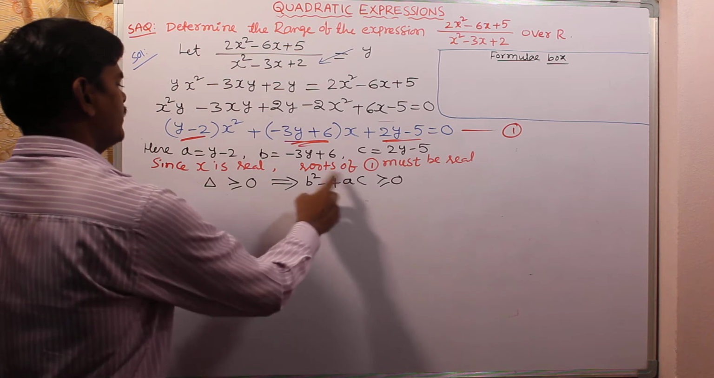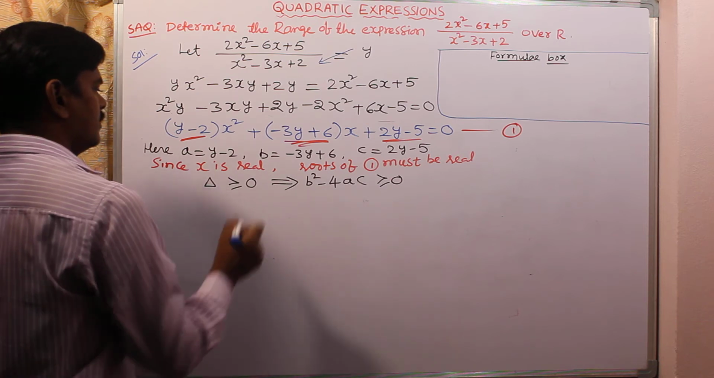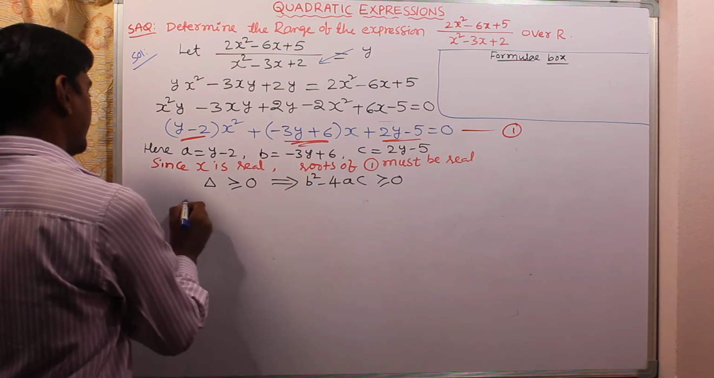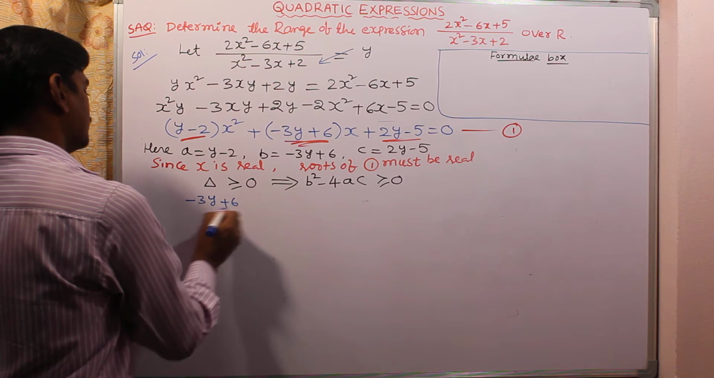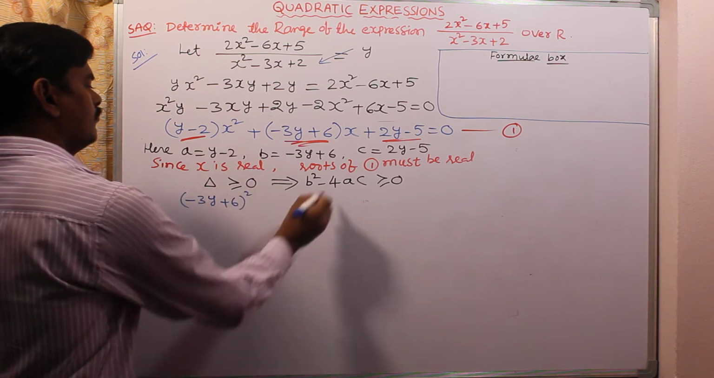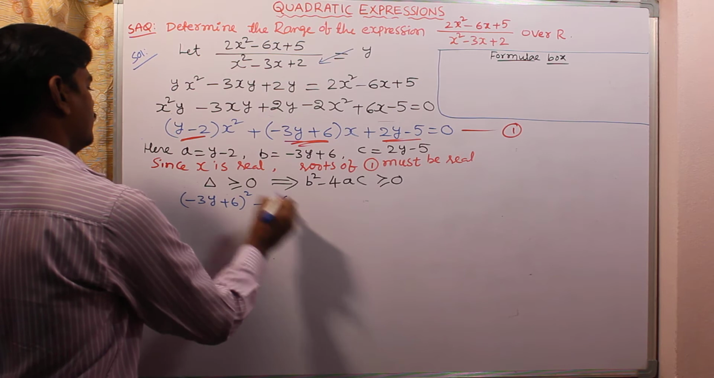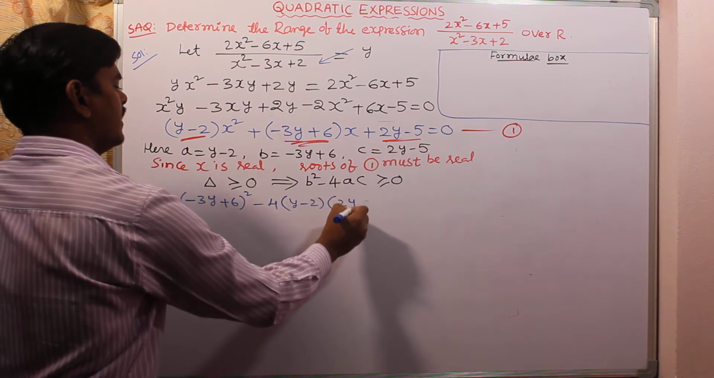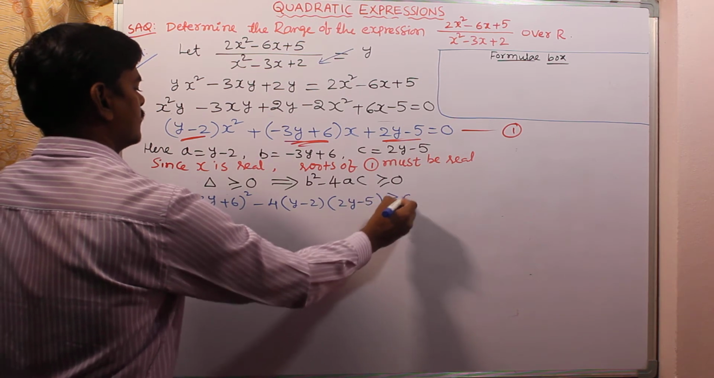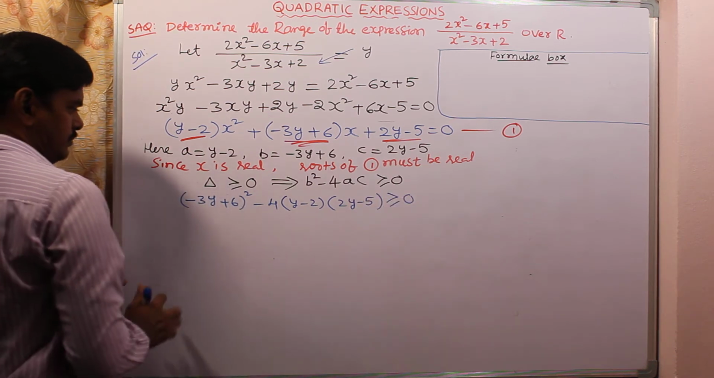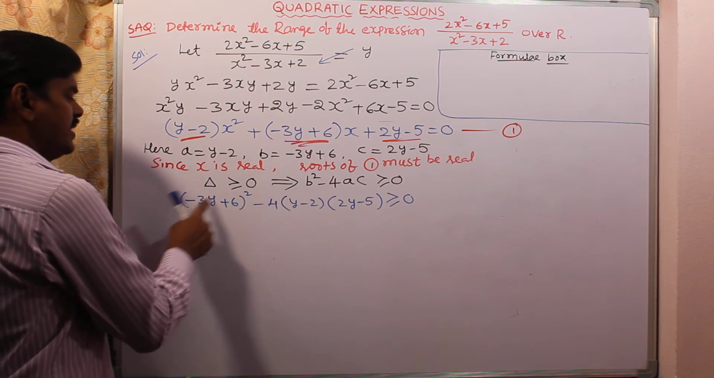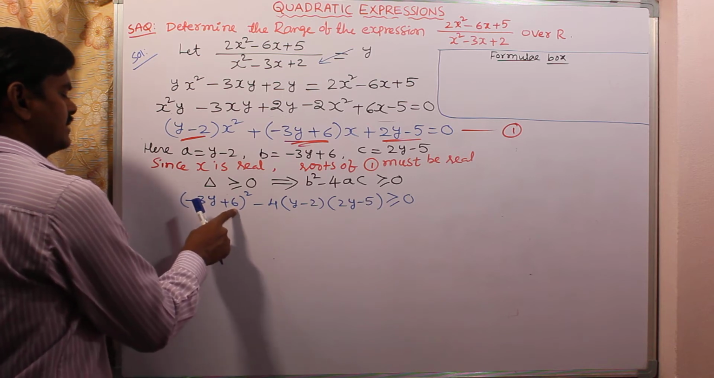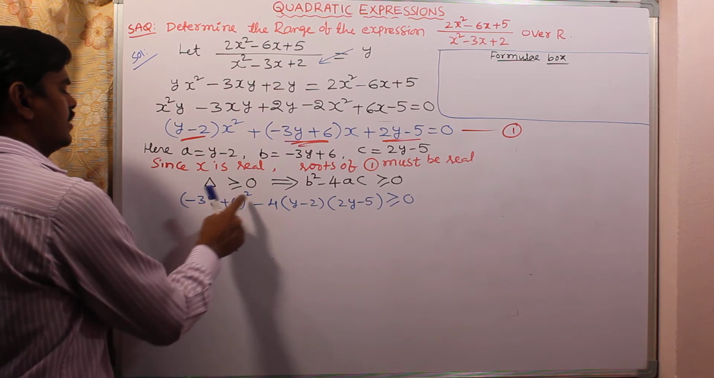So substitute the a, b, c values. Here b is −3y + 6. Substitute the b value: (−3y + 6) whole square, minus 4 into a, which is y − 2, into c, which is 2y − 5, greater than or equal to 0. It looks like the (a − b) whole square formula. (a − b)², where a is 6 and b is 3y.